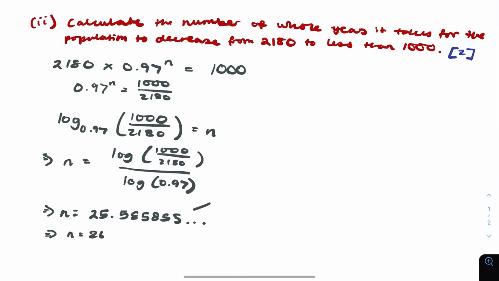So even if this number here was 25.1, we wouldn't round it down to 25. We'd round it up to 26, because 25 would be over 1,000. 25.1 is the part where it hits 1,000, so we need to make sure that it's below 1,000. So therefore, the answer we're given is n is equal to 26. So 26 years before it decreases from 2180 to less than 1,000.